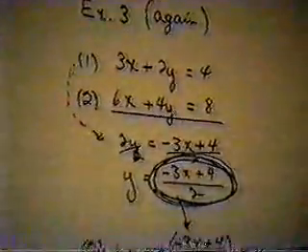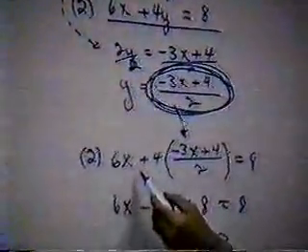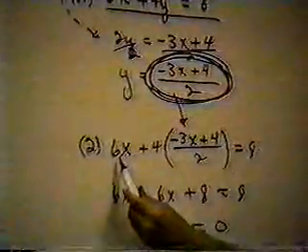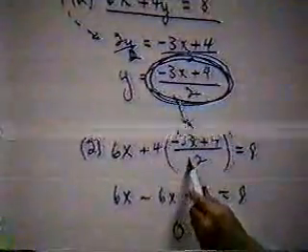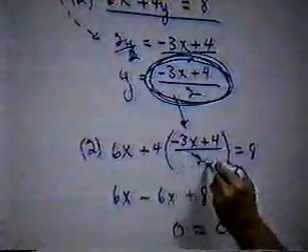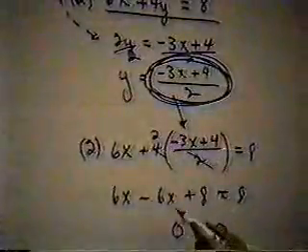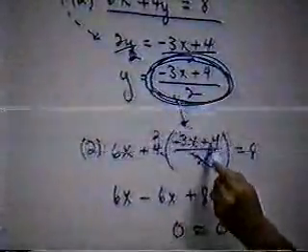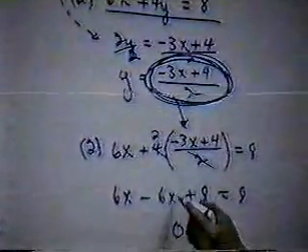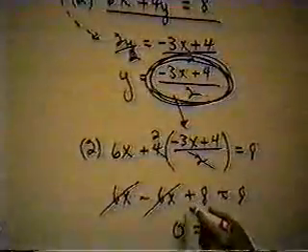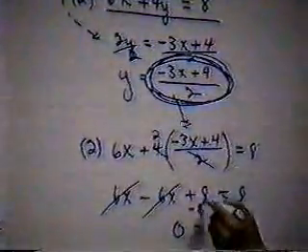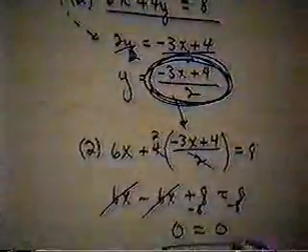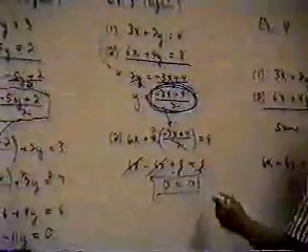I go plug that in for y in equation 2. Remember now, I solved for y in equation 1, so I go plug that value in for the y in equation 2. So I have 6x plus 4 times all that is equal to 8. Well, right here, this divides into that. So I have 2 times a minus 3x, which is a minus 6x, and 2 times the 4, which is 8. Now look what happens. The 6x and 6x drop out. I subtract 8 from both sides. Everything drops out, and we end up with 0 over 0. Again, here we are. Same place before. 0 over 0 means what?